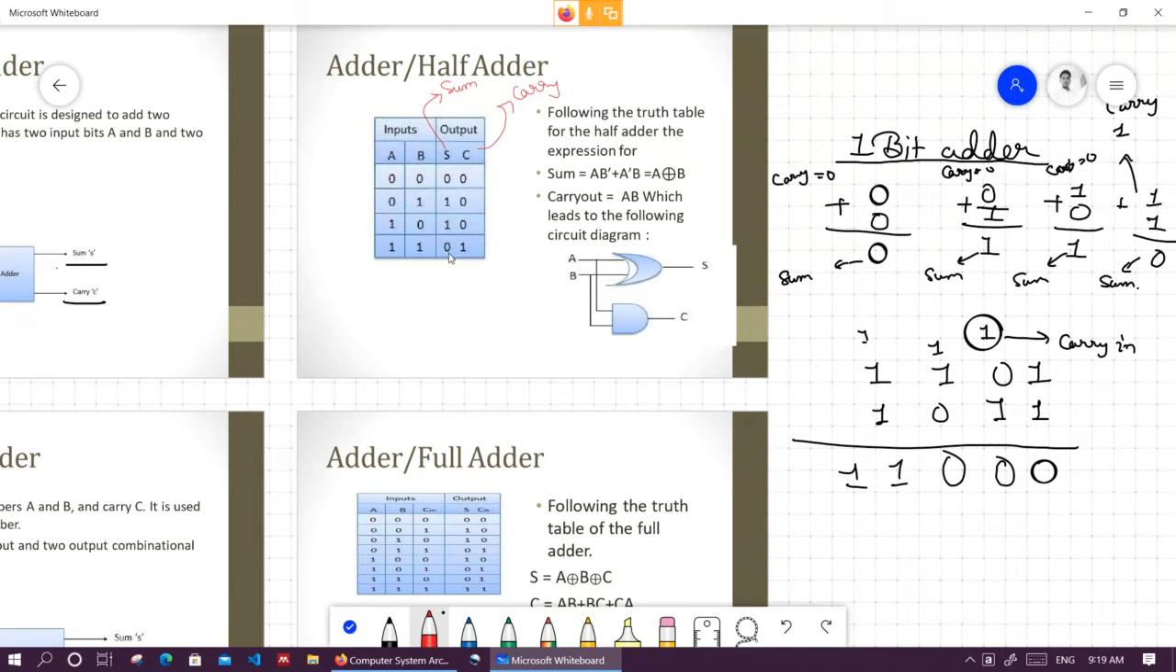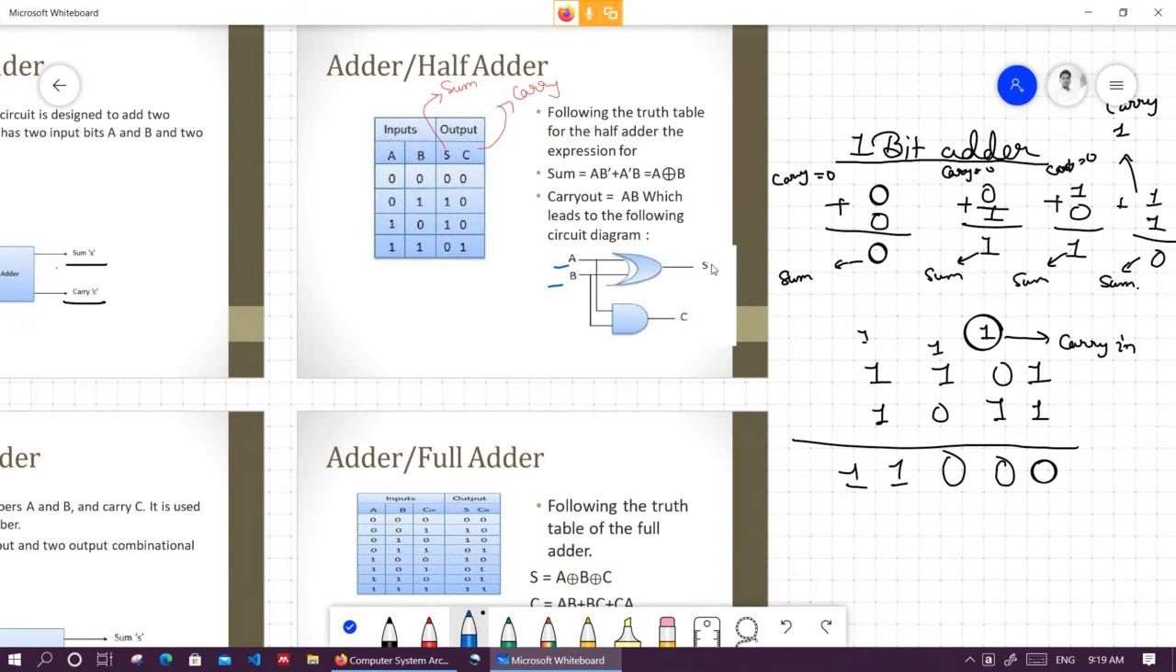You can easily see that this sum is the XOR function. The reason is that whenever the two bits are the same, it gives 0 output, and whenever the bits are different, it gives 1 output. So it will be an XOR gate. And if you talk about the carry, it is 1 only when both of the bits are 1. That means carry will be an AND function. So by using this, we have designed the circuit.